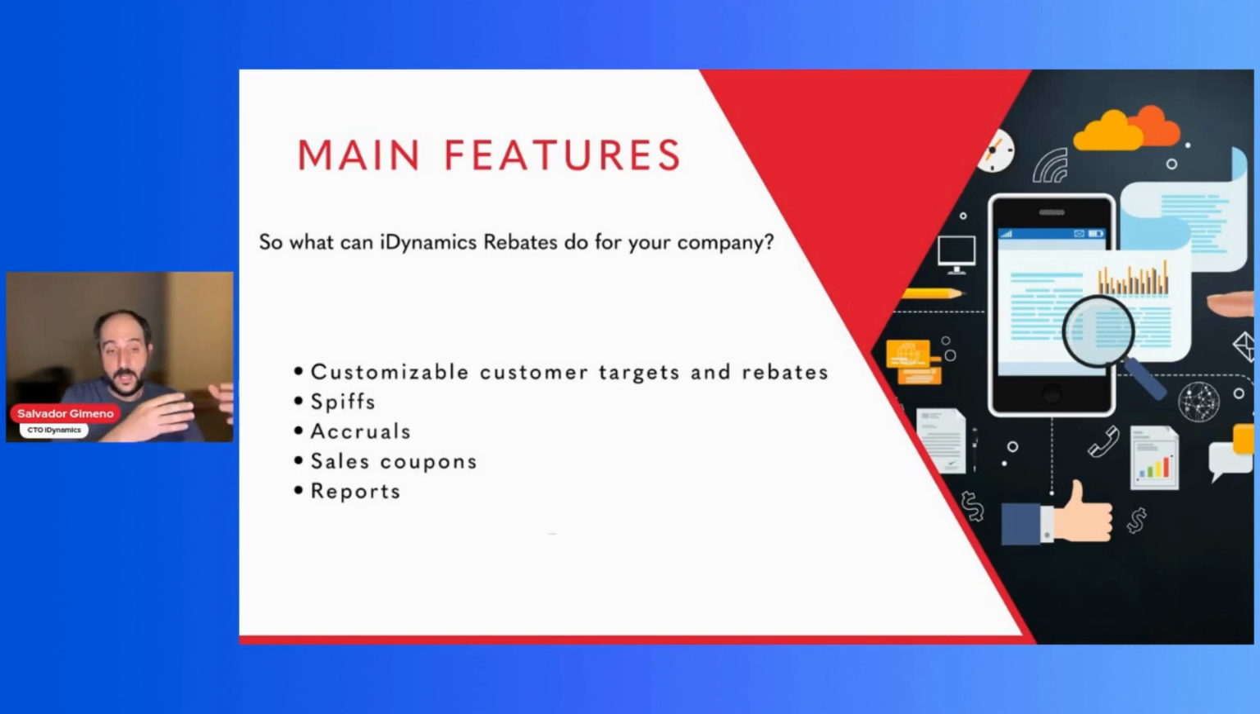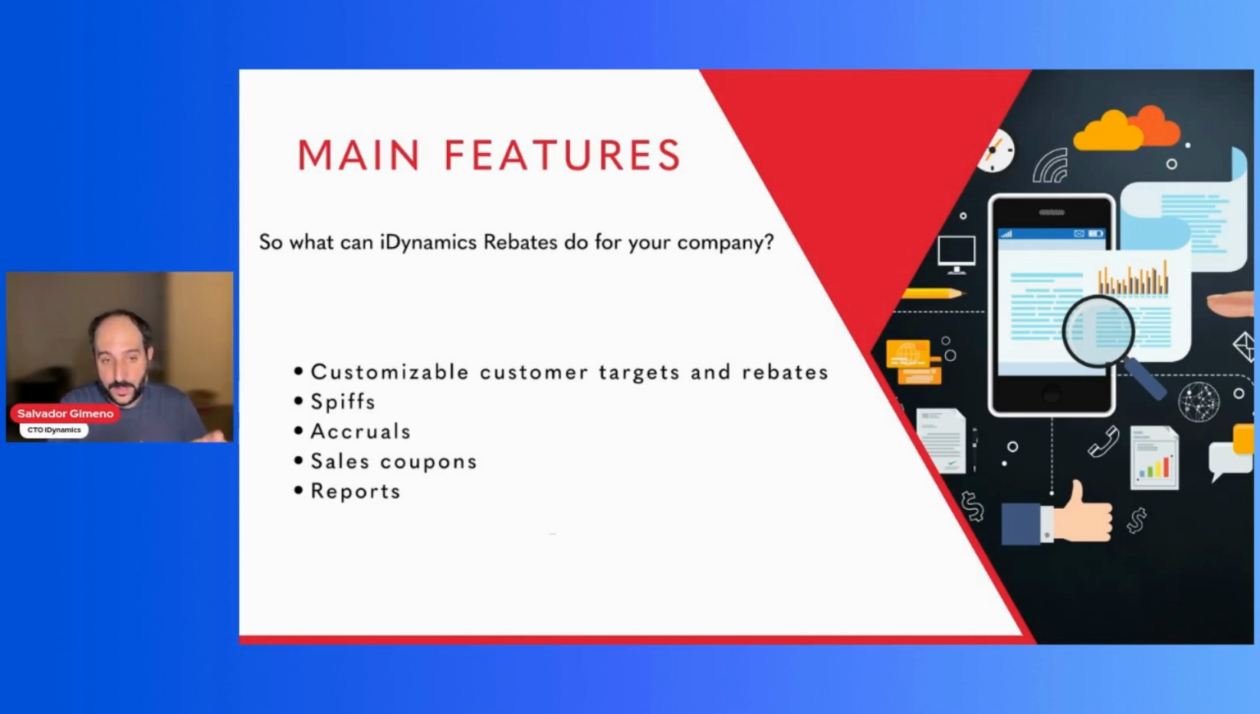We also added the option, we think it's important, to be able to give spiffs or benefits so that you can say, okay, in addition to money, I will offer you, I don't know, tickets to a concert, things like that, if you achieve certain purchase amounts. Obviously, you should be able to accrue the amounts. If you're going to pay rebates at the end of the year, you should be able to accrue those amounts during the year so that you are prepared to pay them when the moment arrives.